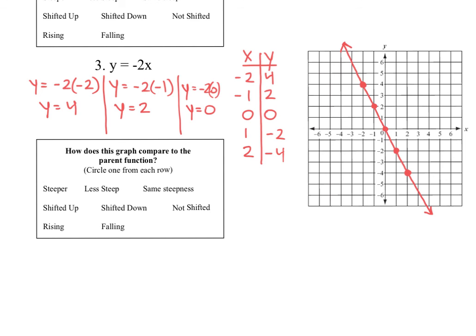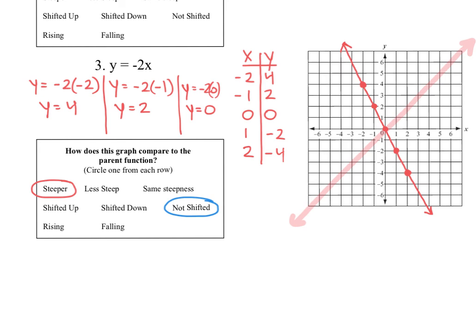Okay, now let's compare it to the parent function. So I'll draw again the parent function on there for you. All right, and you'll notice right away this one's looking a little different. So first of all, when we talk about its steepness, we would say that this line is steeper than the parent function. It's pointing the other way, which we'll get to in just a minute, but it is steeper than the parent function. And if it really helps you, you could always, guys, draw the parent function going the other way too, if that helps you compare whether it's steeper or not. Okay, so this one is steeper. It is still not shifted.